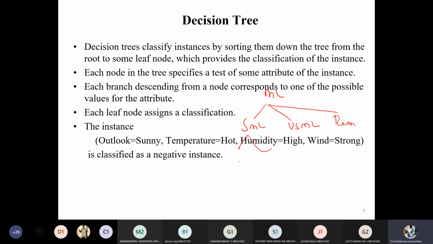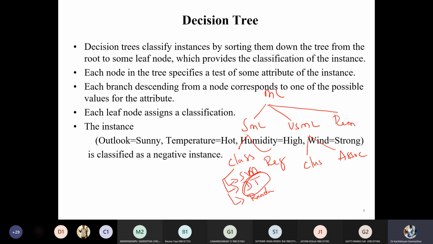In supervised learning, we basically have classification and regression. In unsupervised learning, we have clustering and association. In classification, we have many techniques. One is the decision tree, one of the famous techniques. Another is random forest, and SVM is another technique. So in this, we are going to study the decision tree first.